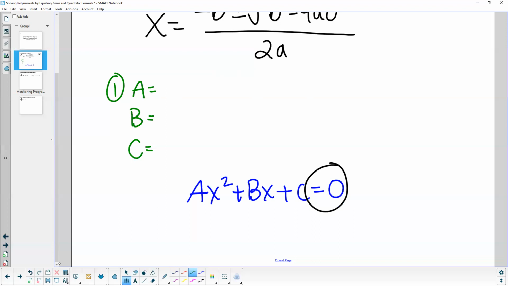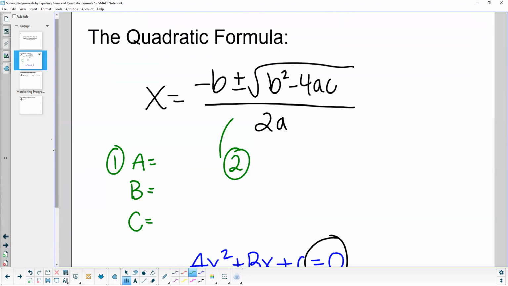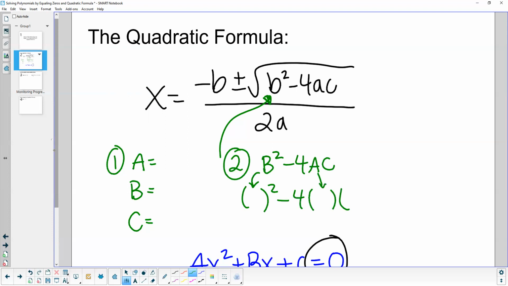Now, once you've identified a, b, and c, the second step is we're going to figure out what goes inside of the square root here, because that's the hardest part to type in our calculator. It makes things confusing. We just want to be able to do it. So you are going to calculate your b squared minus 4ac. I found it helps a ton to just put parentheses and fill in those numbers. So I'm going to put b here, minus 4, I'm going to put a there, and I'm going to put c here, right? So I can just fill those gaps right in there as I get that.